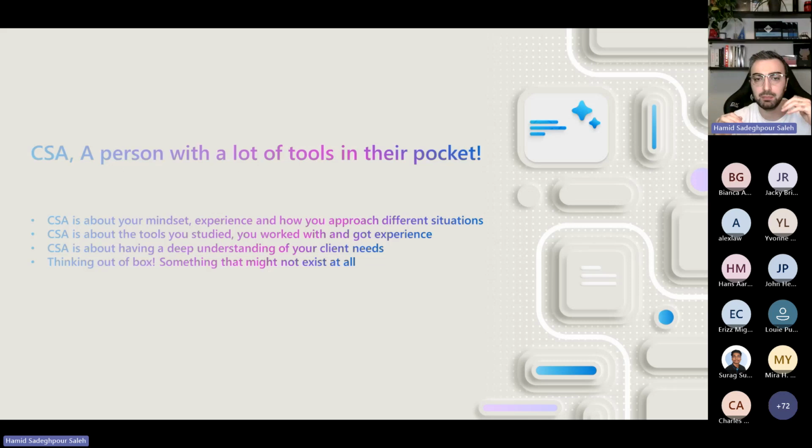It's about deep understanding of your client needs. You've been in different kinds of situations, you've been in different kinds of environments, and you know different kinds of questions, you know different kinds of requests, and how clients are approaching you. These are all experiences and the tools. Each of them is turning you into a new person with new tools and thinking out of the box, something that might not exist at all.